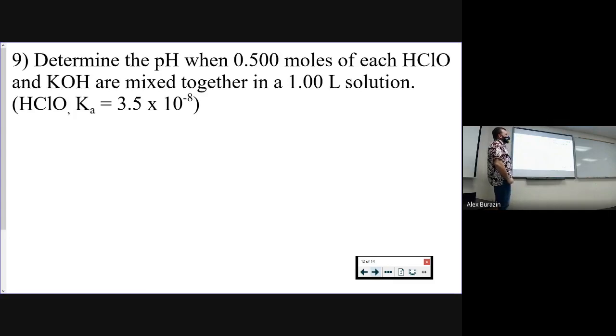Determine the pH when 0.5 moles of each HClO and KOH are mixed together in a 1 liter solution. All right, still being nice with the volume. That's good. Okay. I have HClO and I have KOH. Strong or weak? Yes, it is weak. How do you know that? It's not one of the strong ones. Yes, if you look at the list, that's how you determine it.